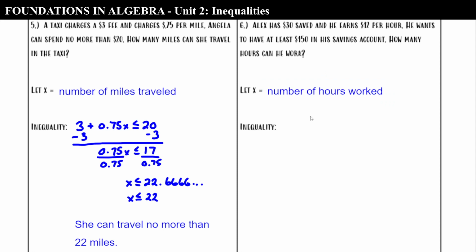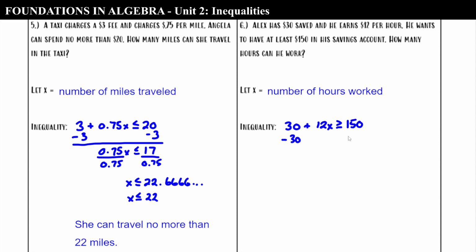So he has $30 saved already, so we're going to put that up front. And we're going to add it to $12 times the number of hours he works. And that has got to be greater than or equal to 150. Because if he exceeds 150, he's met his goal. No problem. But if he doesn't get to 150, he hasn't met his goal.